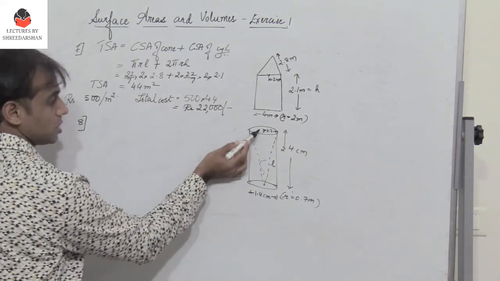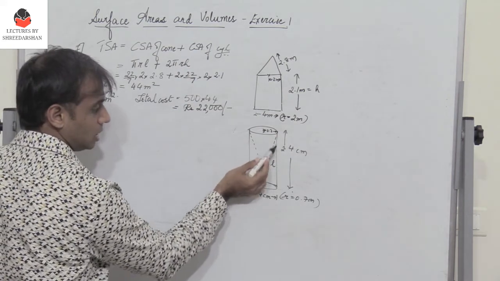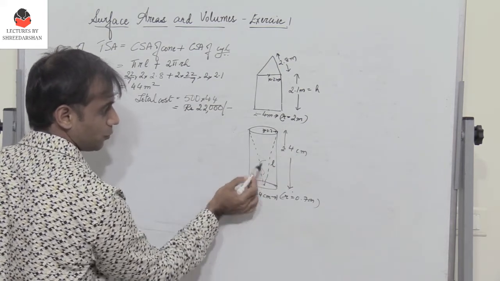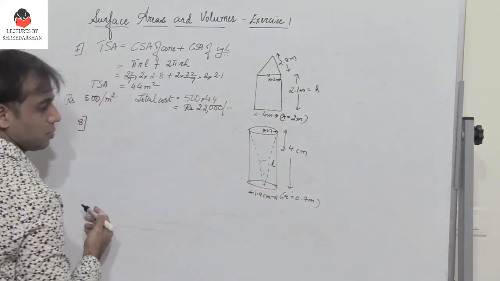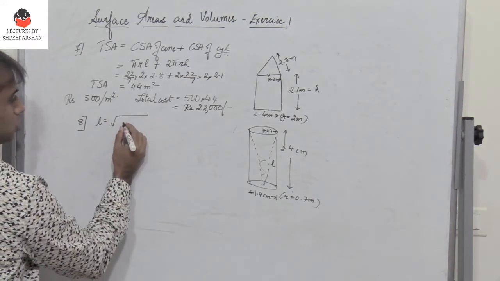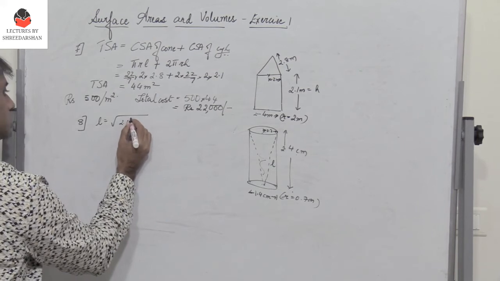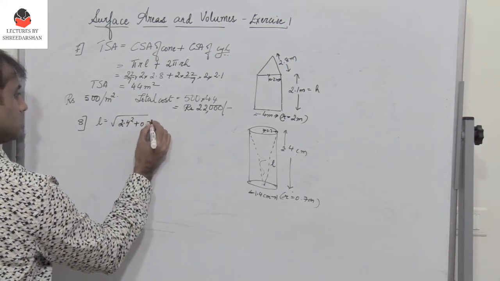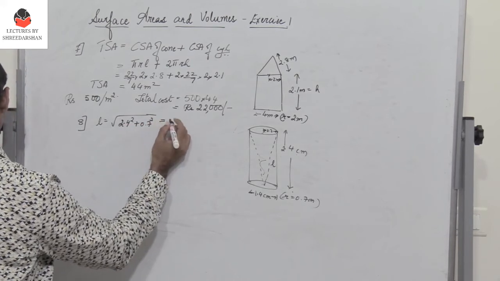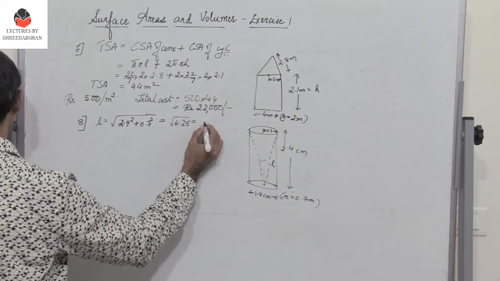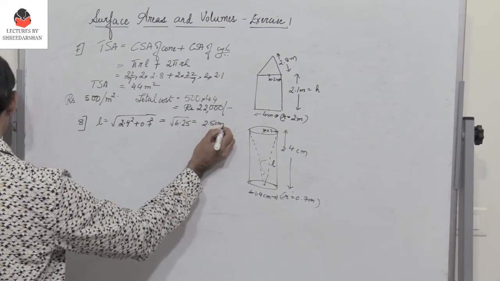So this again forms a right angle triangle. I need to find L. H is 2.4, that is the height is 2.4, and this distance is 0.7. So L is root of 2.4 square plus 0.7 square. So that gives me root of 6.25, which is nothing but 2.5 centimeters.